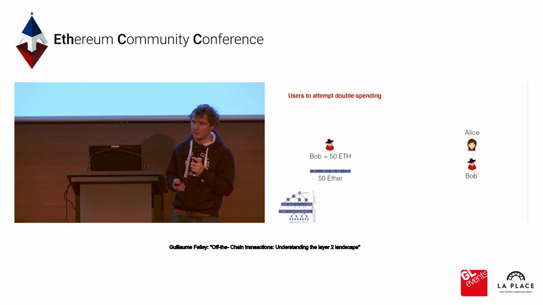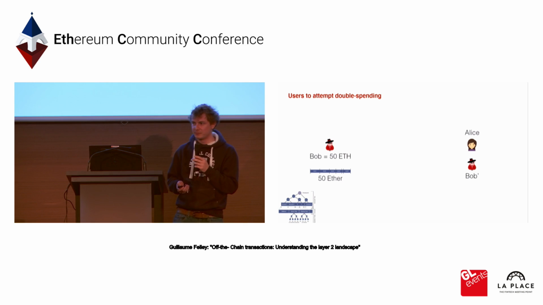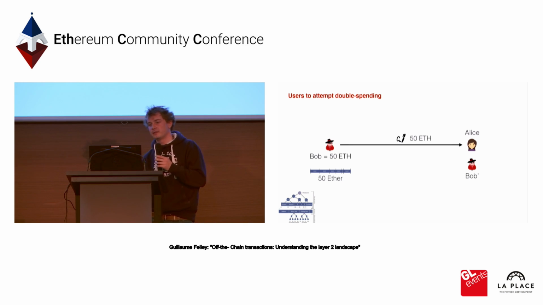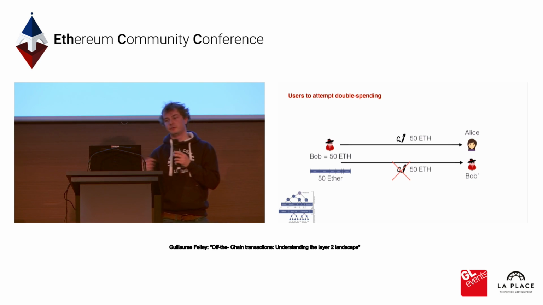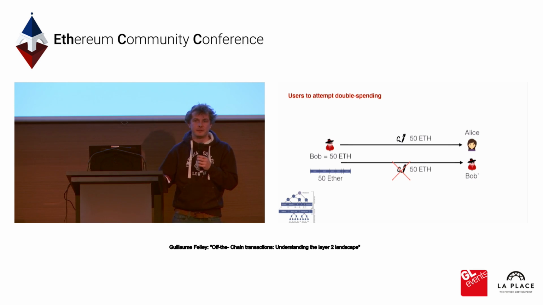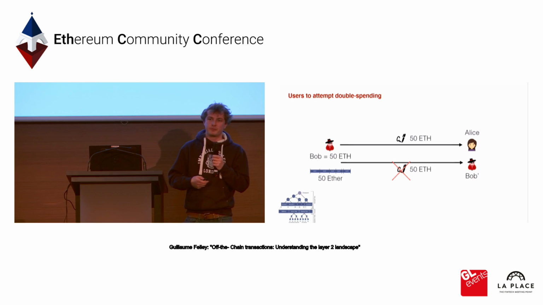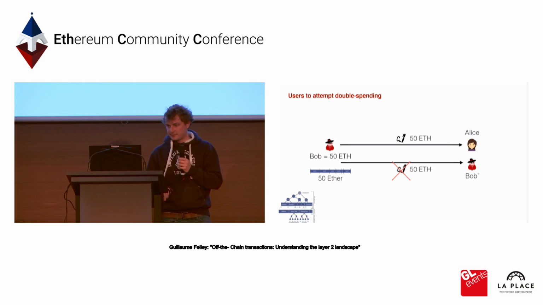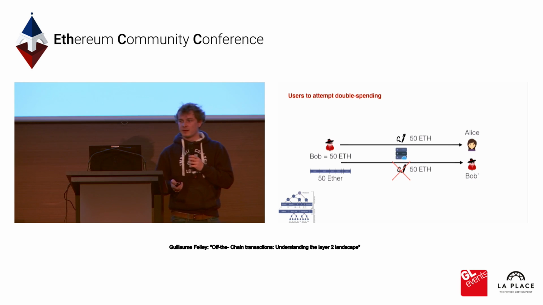So we have Bob Prime and Alice. Obviously, Bob Prime wants to send 50 Ether to Alice, and we'll try to send 50 Ether to Bob Prime. And that does not work, simply because you have the operator in the middle that does accounting, sees that Bob cannot spend his balance twice, so he will prevent that. So that was easy, right?